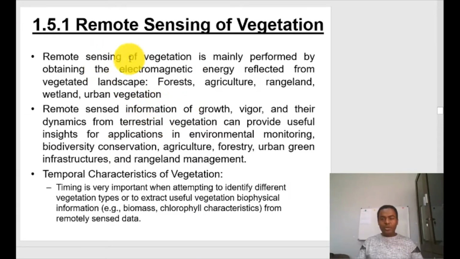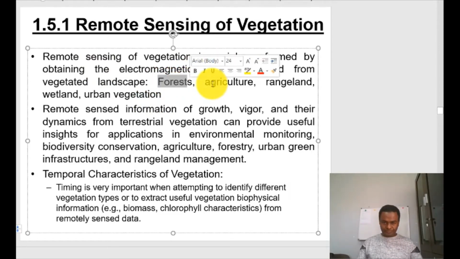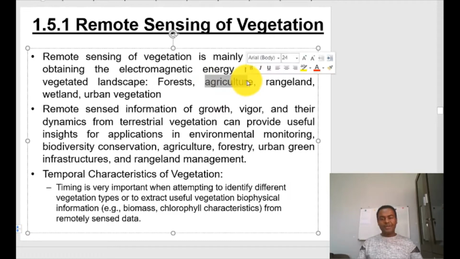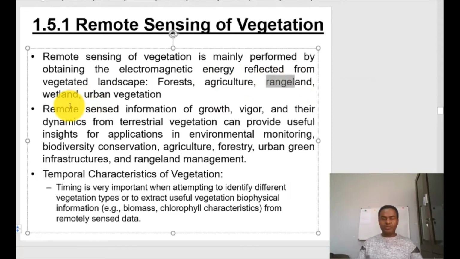So, when we say remote sensing of vegetation, we mean remote sensing of forest, remote sensing of agriculture, remote sensing of rangeland, wetland, and urban vegetation. Okay? After getting some idea about remote sensing of vegetation, we will be understanding the very basic concepts of remote sensing of vegetated landscapes.